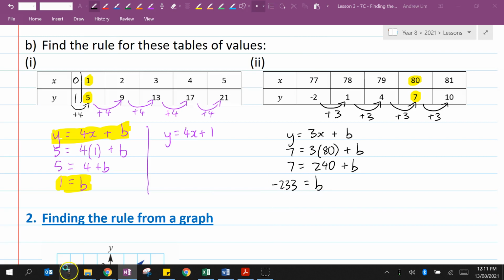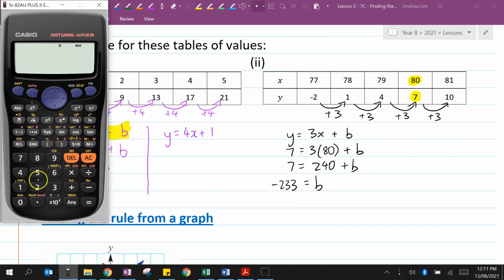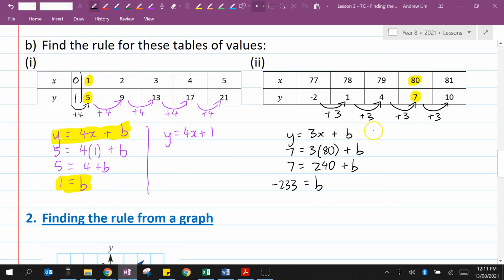So let's prove that using our calculator. 7 minus 240, yep, negative 233. And therefore, my equation of the line, I'm going to write the same thing here, except instead of writing b, I'm going to be writing minus 233. y is equal to 3x minus 233. And that's the equation of the rule for the table of values for part 2.